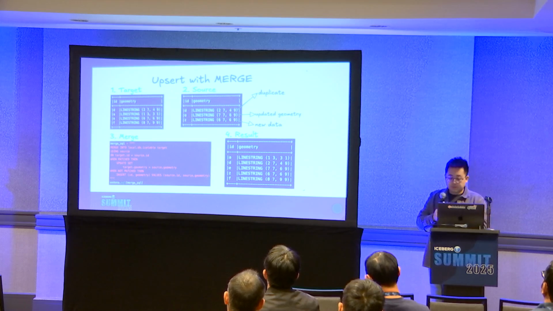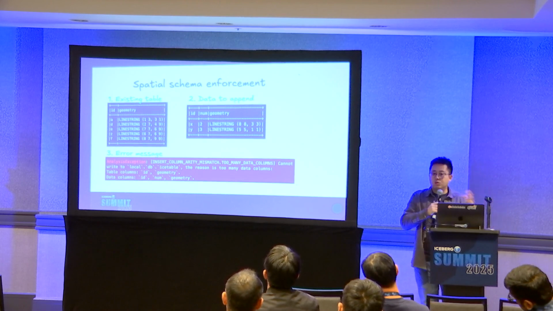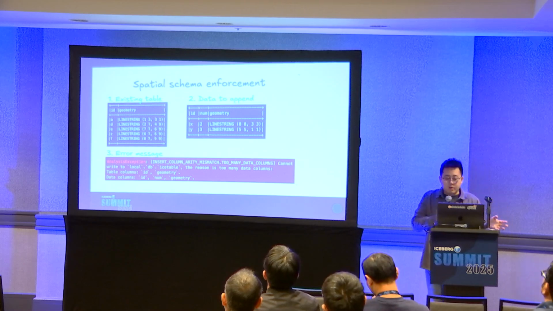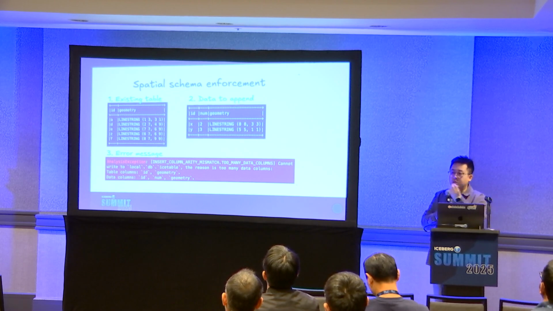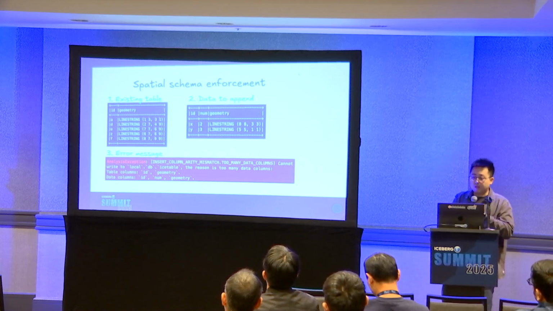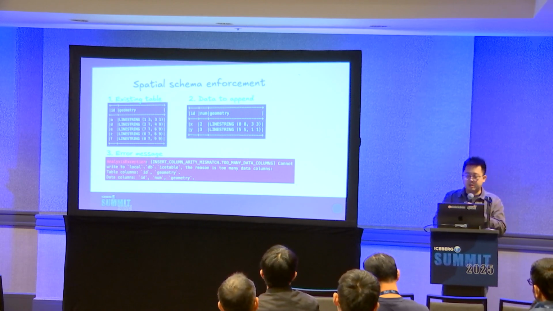Great. Now, another cool thing about this is you can also do spatial schema enforcement, right? So you have a table like what we had before, 2 columns, string type and geometry type. Now you want to append a new table that has 3 columns. That means the schema does not match, right? If you just do that directly, it will tell you, okay, schema does not match.